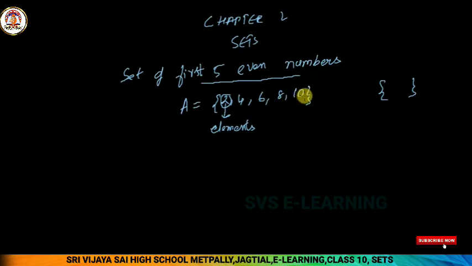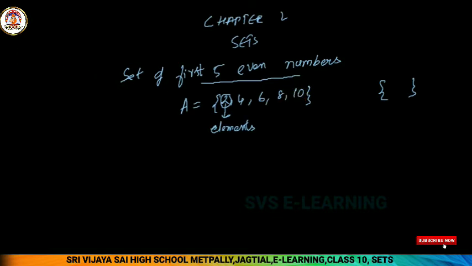So you can say that a set is a collection of things that follow a certain rule. A set is a collection of well-defined objects, or you can also say that a set is a collection of things that follow a certain rule. The rule that I am using here is I'm going to fill out only the first 5 even numbers. That's my rule for writing the elements of this set.